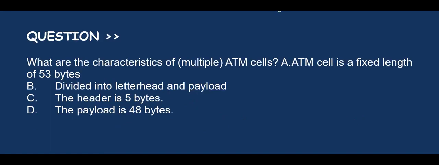Option A is correct. Next one, what are the characteristics of ATM cells? Option A, an ATM cell is a fixed length of 53 bits. Option B, divided into header and payload. Option C, the header is 5 bytes. Option D, the payload is 48 bytes. The correct answers are option A, B, C and D.